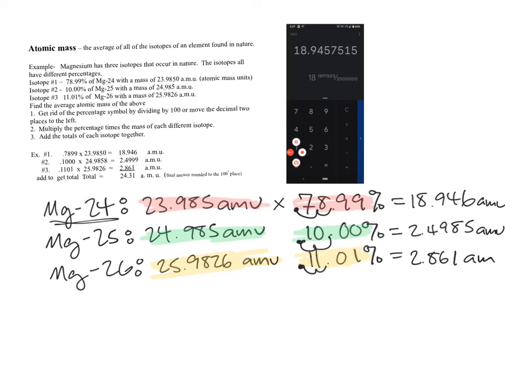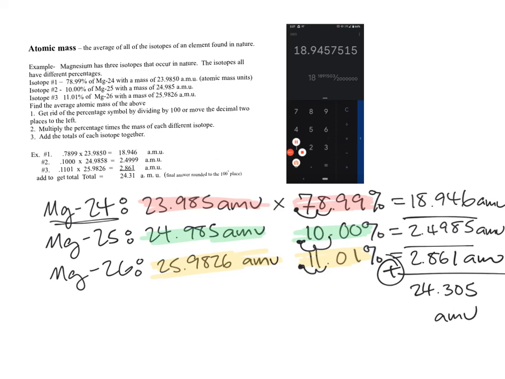So this will be 2.861 AMU. Now the last thing you do at the very end, after you've calculated all of these totals over here, is you add them together. Add all of them up. And if you add all 3 of those numbers up, you'll get 24.305 AMU. That's the average atomic mass of magnesium.